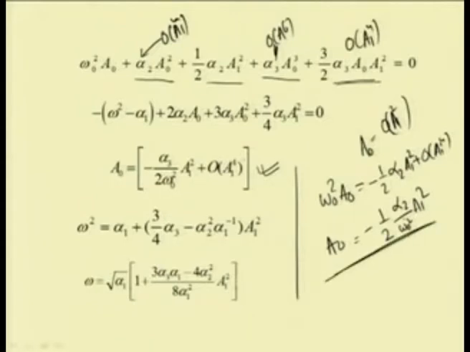So, A0 equal to minus alpha 3. So, A0 equal to, so this will be alpha 2 A1 square. So, this is alpha 2, not alpha 3. So, alpha 2 by 2 omega 0 square A1 square. So, this expression shows that the result we got, that is omega equal to root over alpha 1 into 1 plus 3 alpha 1 minus 4 alpha 2 square by 8 alpha 1 square A1 square.